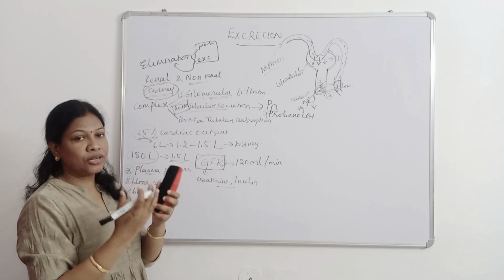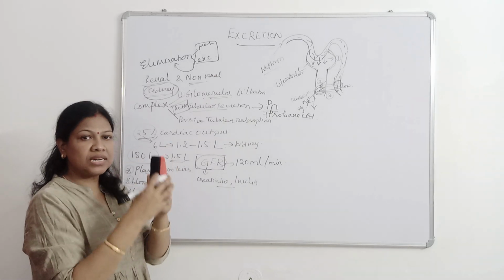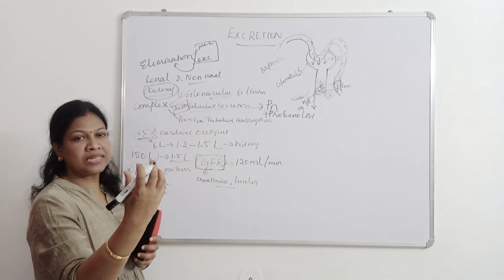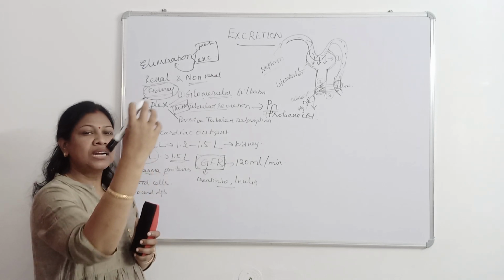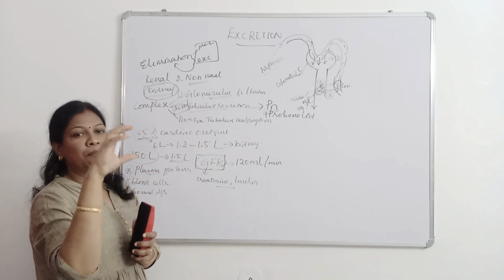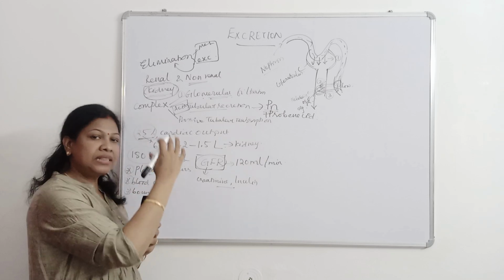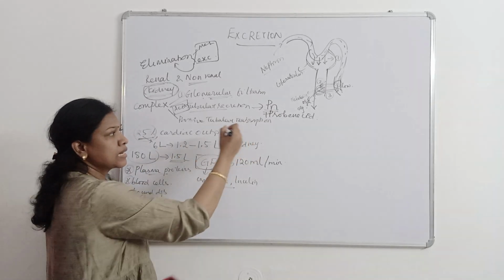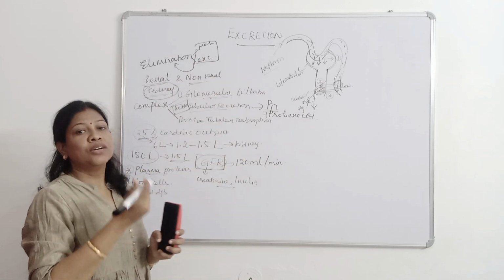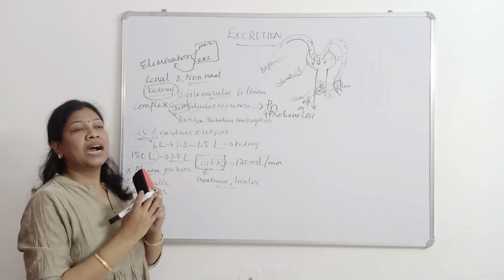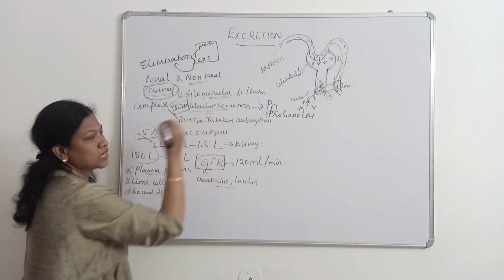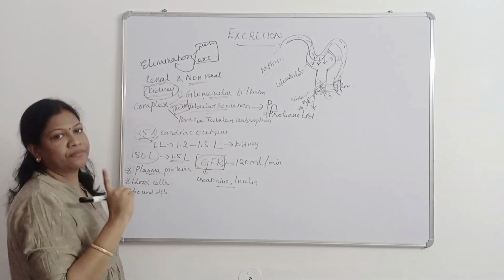Here, once you co-administer probenecid along with penicillin, probenecid will have high affinity for the binding site of penicillin and it will displace penicillin from the binding site. The probenecid will bind with that carrier and get excreted, whereas penicillin will be circulated again inside the body, which will increase the half-life of penicillin. So tubular secretion can also be competitively inhibited.